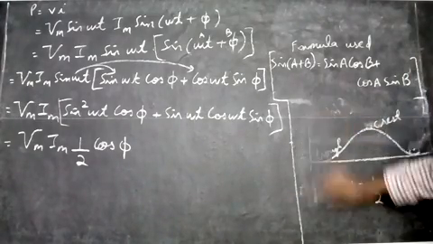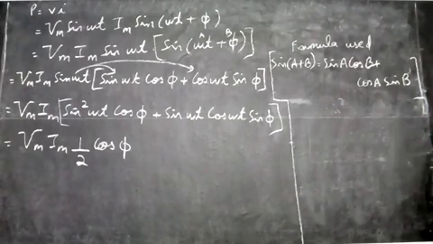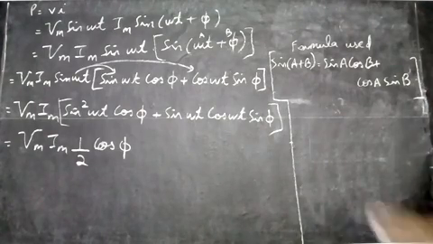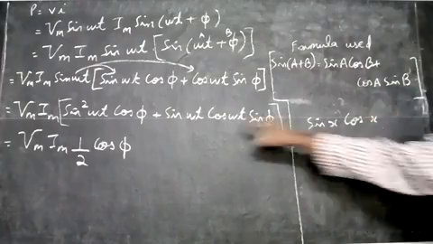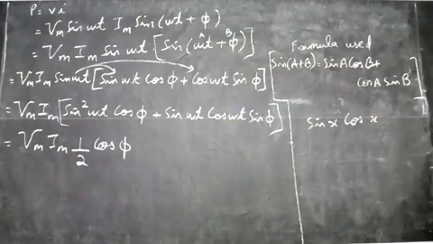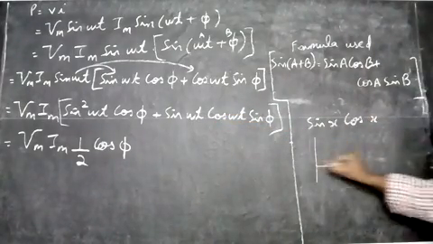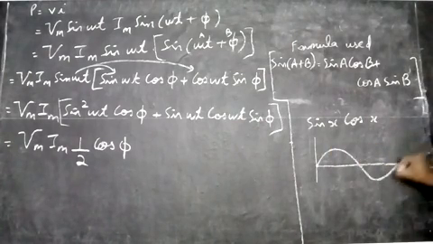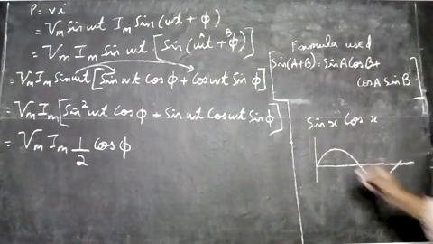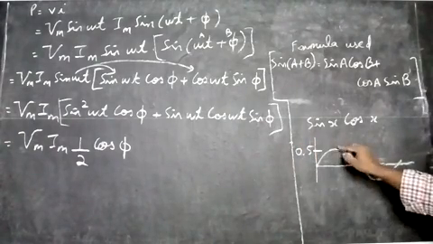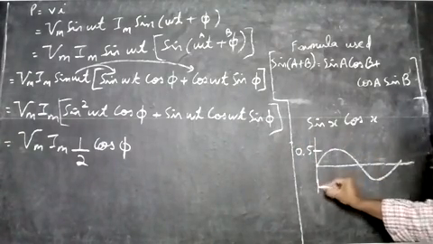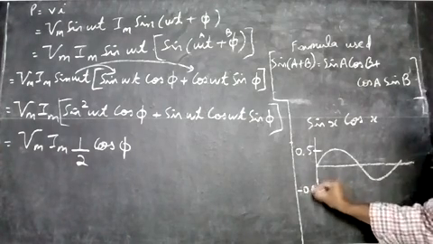For that, we have to see the graph. What's the graph for sine x cos x? Instead of omega t, we take it as x. If you multiply and see the graph, you will get a graph this way, a sine curve. So imagine this term is plus 0.5: the maximum value is plus 0.5 and the minimum value is minus 0.5.